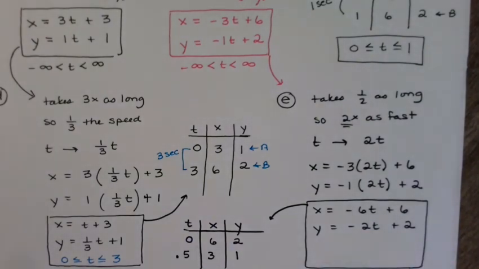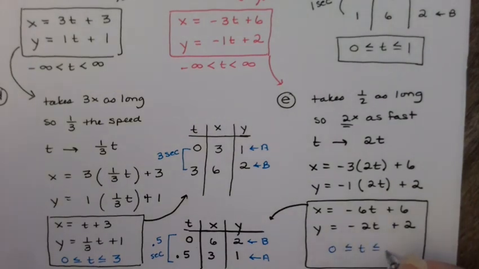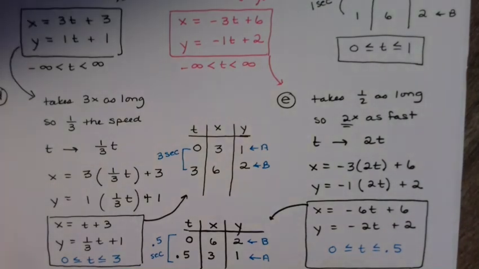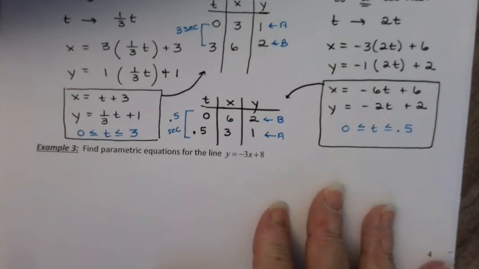So notice we've done what we said we were going to do. That's B. We've gone to A, and we've done it in half a second. So I will restrict my t values to 0 to 0.5, so I only get the line segment, not the entire line. All right, hopefully you're starting to get a little bit of a feel for how we can control direction and speed using parametric equations. We have one more line example here at the bottom of the page.